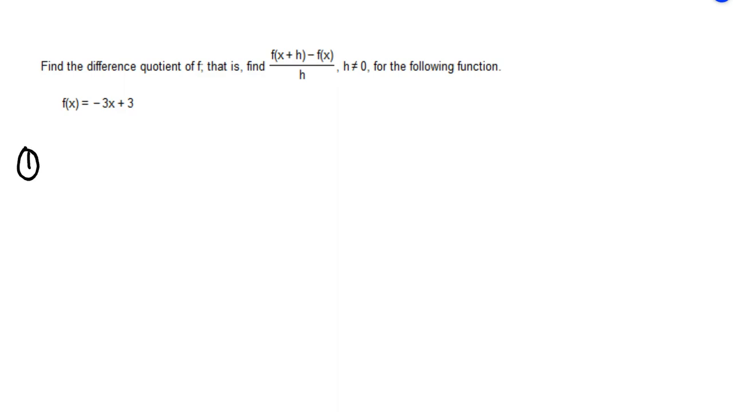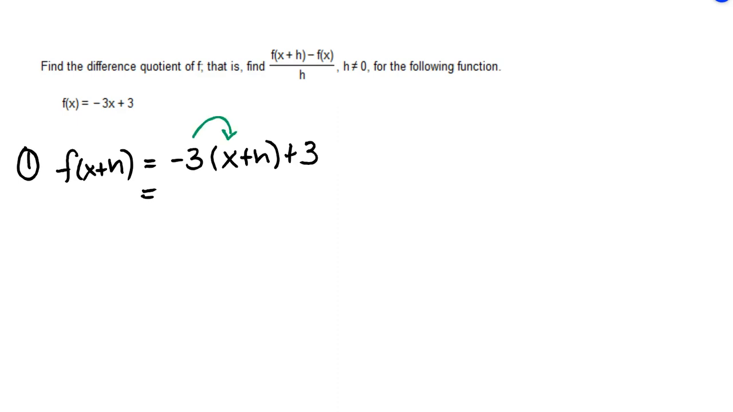I'll start off by finding f of x plus h. In f of x plus h, everywhere I see an x, I'm going to change that x to x plus h. So that's negative 3 times x plus h plus 3. And if I simplify using the distributive property, I'll get negative 3x minus 3h plus 3.